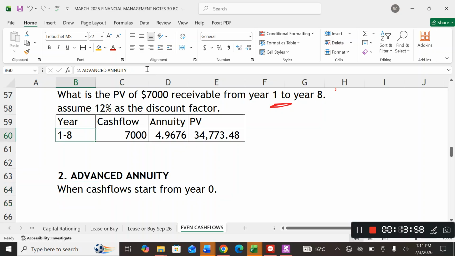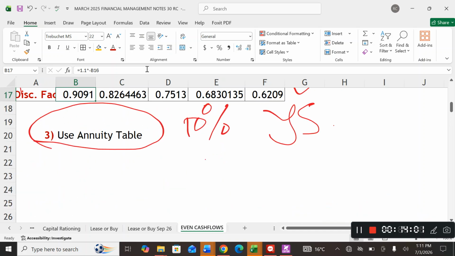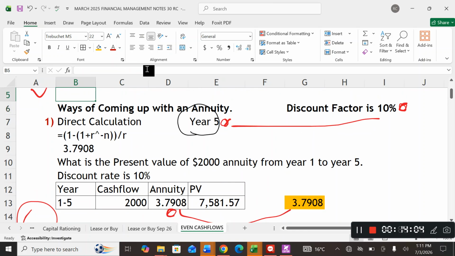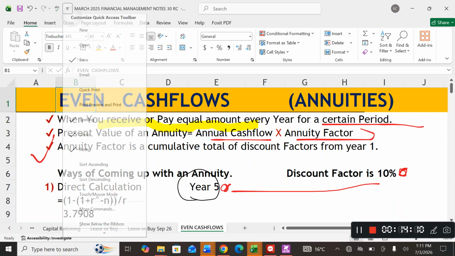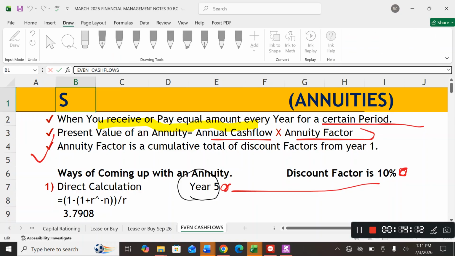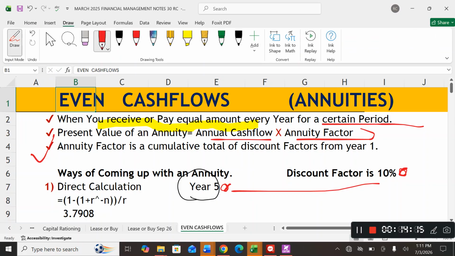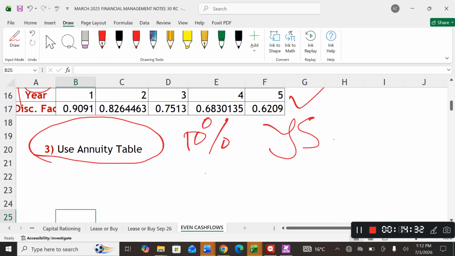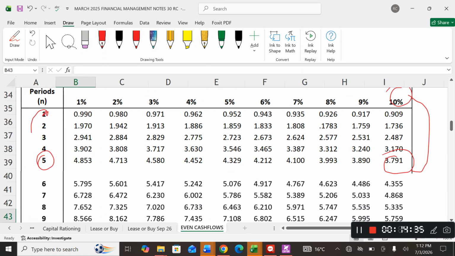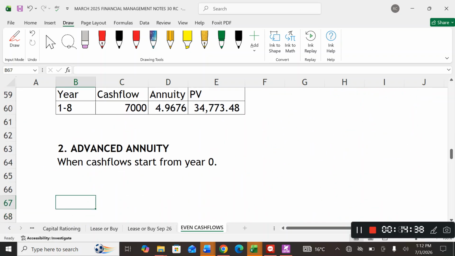Like what I have explained earlier, the annuity factor is a cumulative addition of discount factors from year 1. What does that mean? It means that when we are calculating an annuity factor, the discount factors do not include the discount factor for year 0. And we know that the discount factor for year 0 is always 1. So from the annuity factor that we have, we need to add 1.